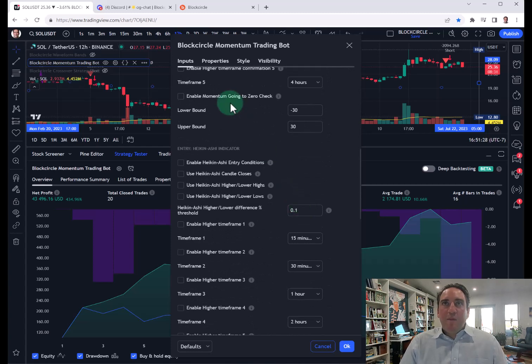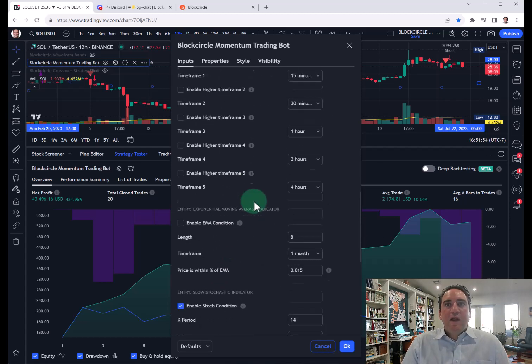Those are your main momentum-based conditions. Then you can also have Heikin-Ashi conditions where you can enable Heikin-Ashi. You can enable Heikin-Ashi candle closes. You can use Heikin-Ashi higher highs and lower highs, or higher lows and lower lows, and try to catch those reversals as effectively as you possibly can. And the same concept around singular time frame versus multiple time frame validation is very helpful from a Heikin-Ashi standpoint. And there's a lot more.